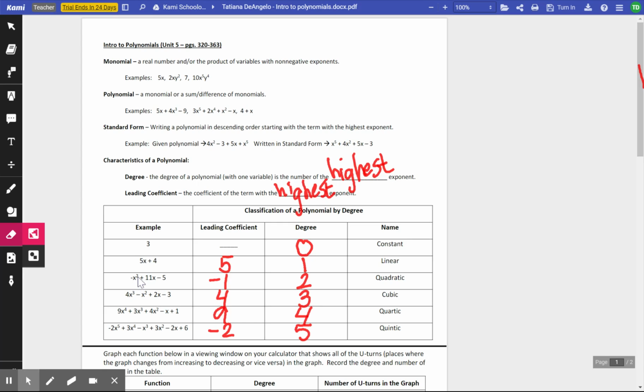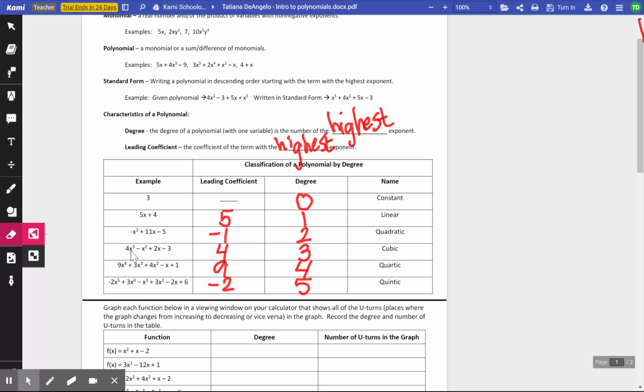So the 2 is my highest degree because 11x, that's to the first power, and negative 5, that's to the 0 power. So I know my degree here is going to be 2, and that my coefficient of negative x squared is negative 1. And I just follow the same logic down. 3 is going to be the highest exponent here, so that's my degree. 4 is the leading coefficient of x cubed.